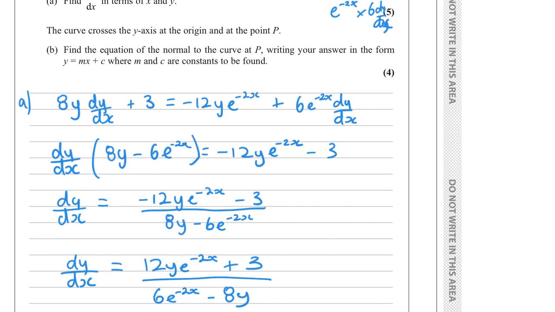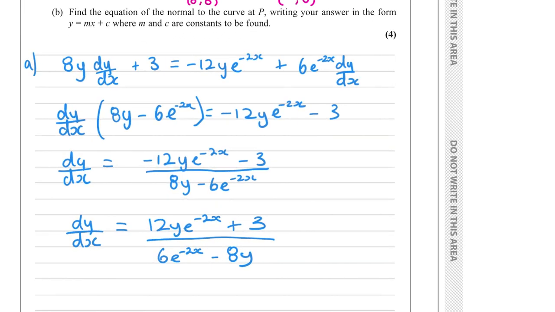Okay then, so the curve crosses the y-axis. If it crosses the y-axis, what does that mean? X equals 0. Okay, and at the point P. So that means we already have, the origin is 0, 0, right? And the point P must be something 0. Okay? These are just facts that we know. They're obvious, but I'm going to write them down anyway because I have no idea what's coming next.